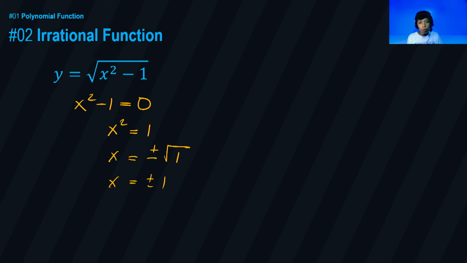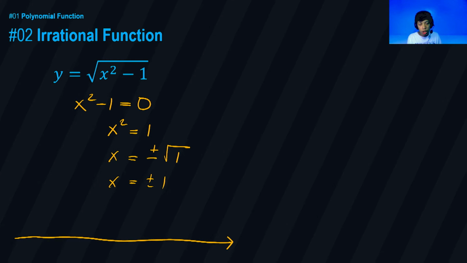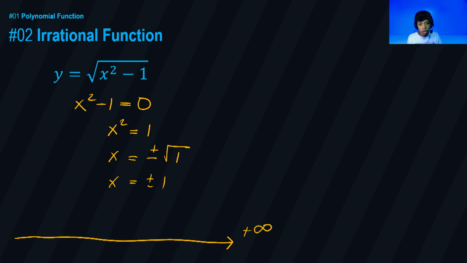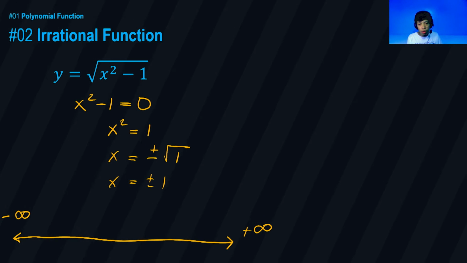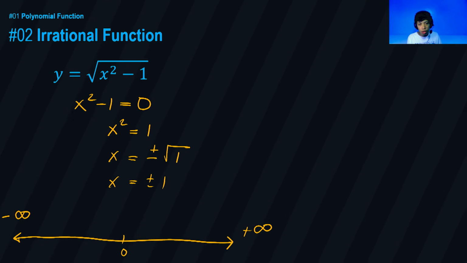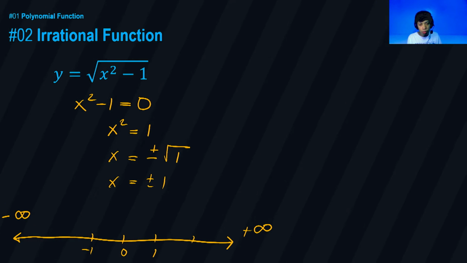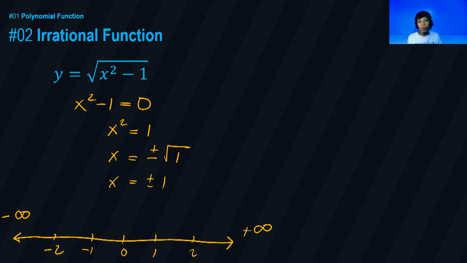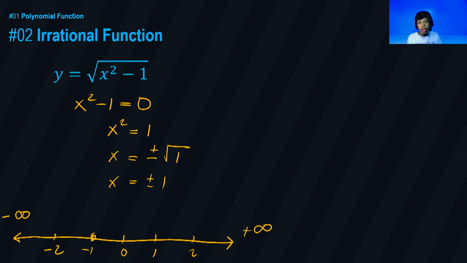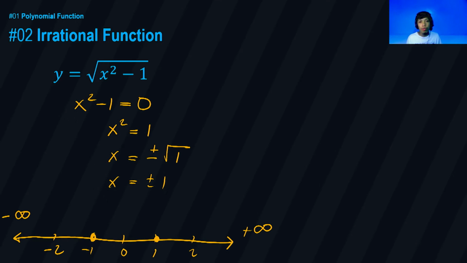So if you draw the number line, we have here the positive infinity, here the negative infinity, and we have here 0, and you have here the positive 1, and the negative 1. Let me just put a couple of points, negative 2. So you have here the negative 1 and the positive 1. There are two values of x.